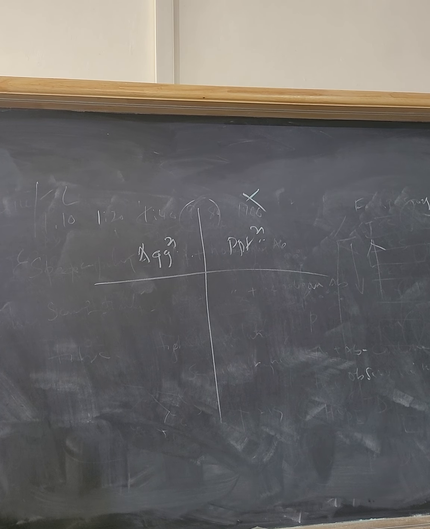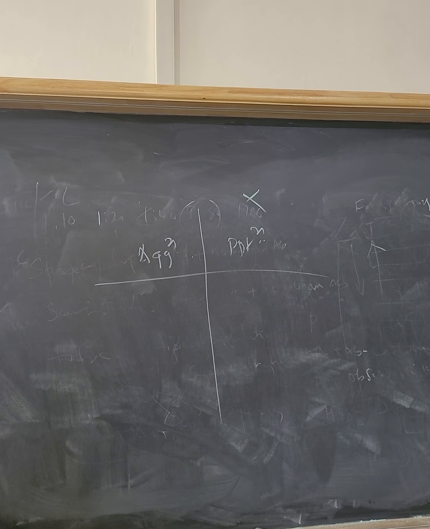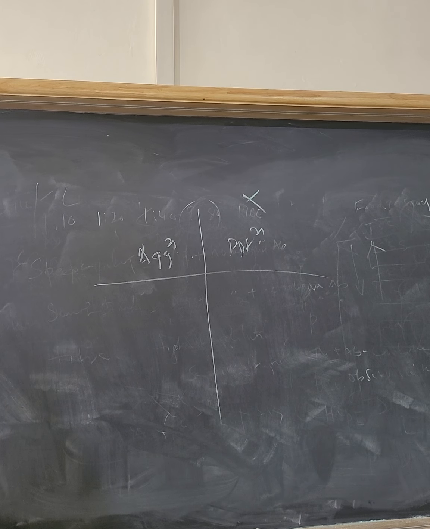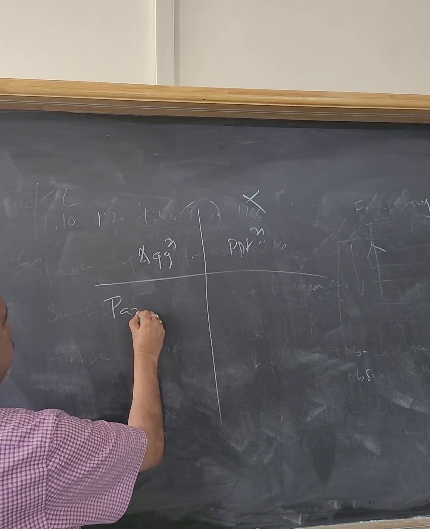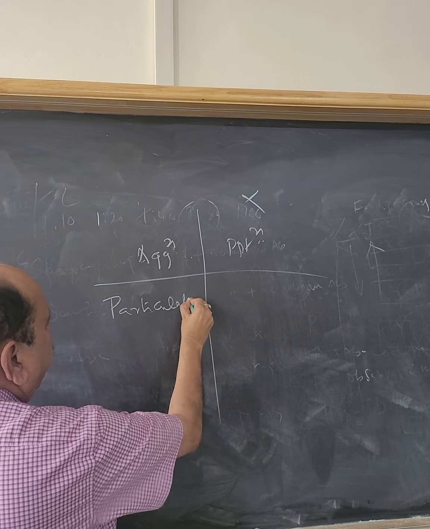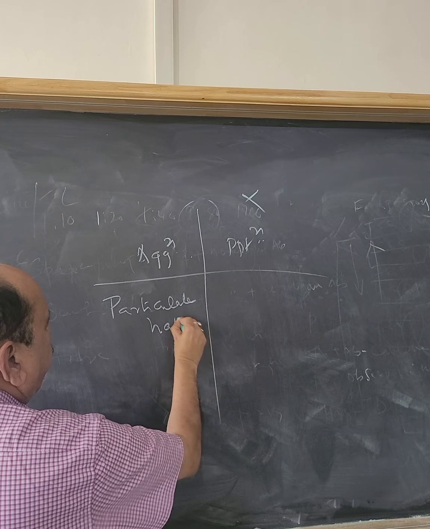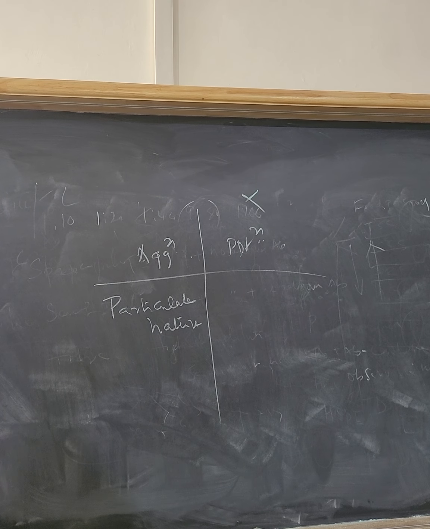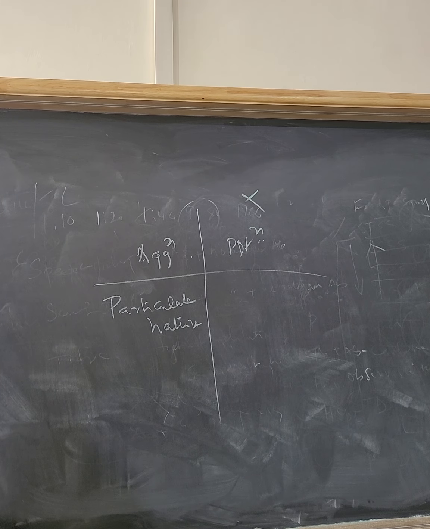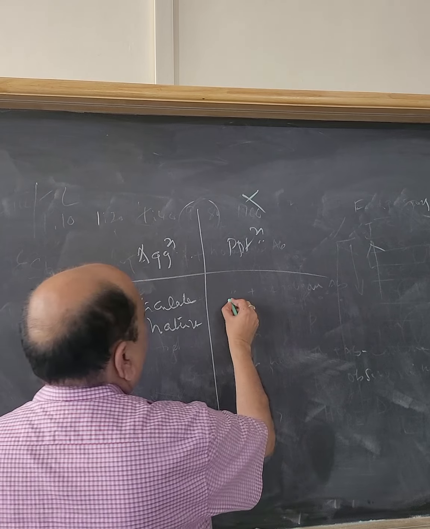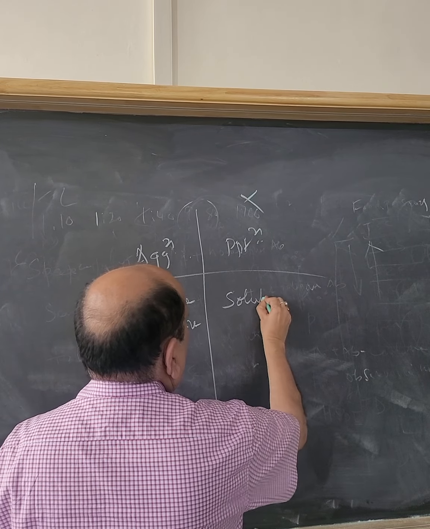What is the difference between agglutination test and precipitation test? In agglutination, the antigen is insoluble, particulate in nature. In precipitation, the antigen is soluble in nature.